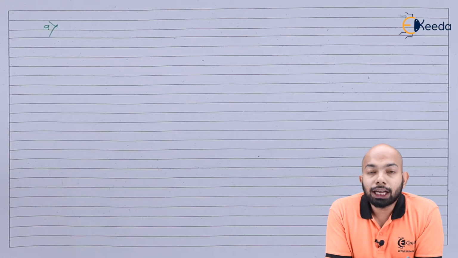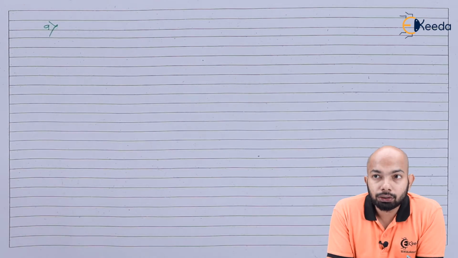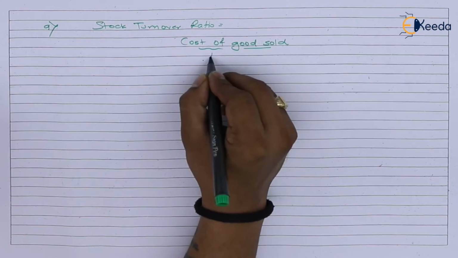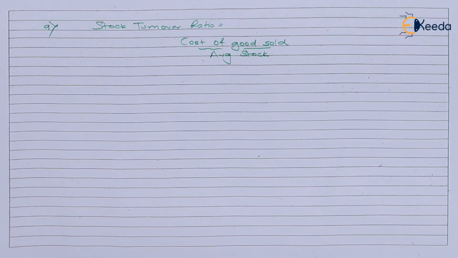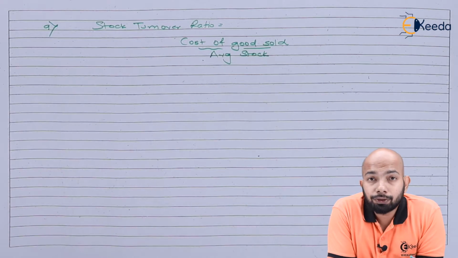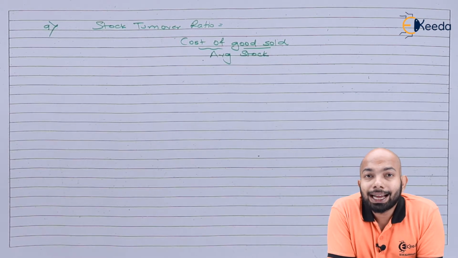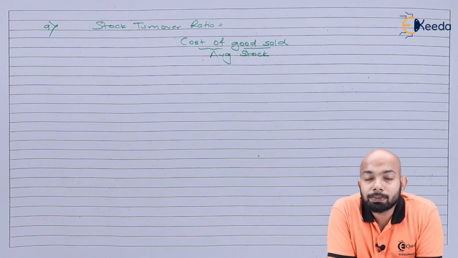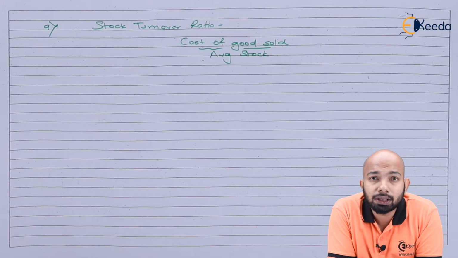Now the next ratio that we'll be dealing with is the stock turnover ratio. So the formula is cost of goods sold upon average stock. Now how to figure out the cost of goods sold? They have already mentioned that the sale value was 4 lakh. However, the 80% sale was made on cash and the rest 20% on credit. So whatever has been made in cash, that is the value of the cost of goods sold. So for 4 lakh, if you multiply it by 80%, that will give you a value of 3,20,000.